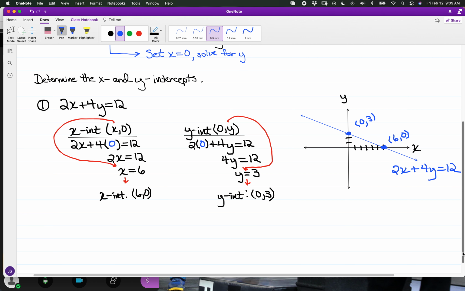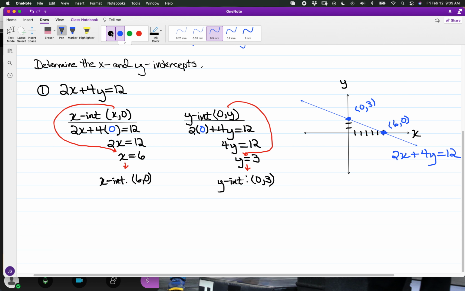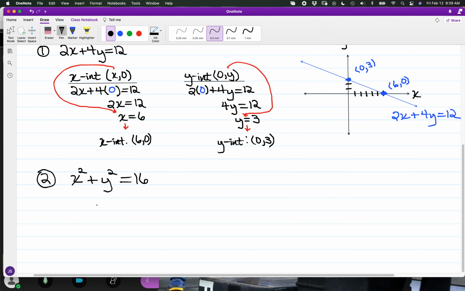Now, in the case of a non-function, let's say we have the determination of the intercepts for x squared plus y squared is equal to 16. Again, in the initial process, for the x-intercepts, we have the general coordinates at x, 0.